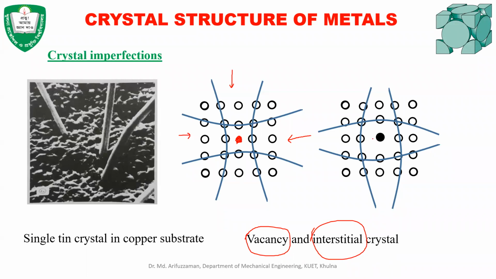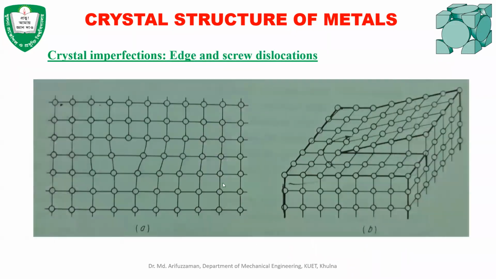Okay, and sometimes there will be an excess atom. Because of that, if there is an excess atom or larger atom or impurity present in the crystal lattice, then it will behave like this. Okay, larger atom is present in the crystal lattice. That is called the interstitial crystal defect. And another one is called edge dislocation. This is called edge dislocation.